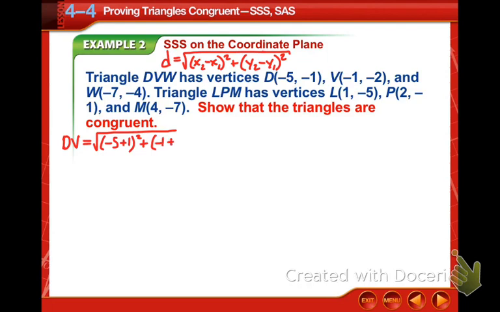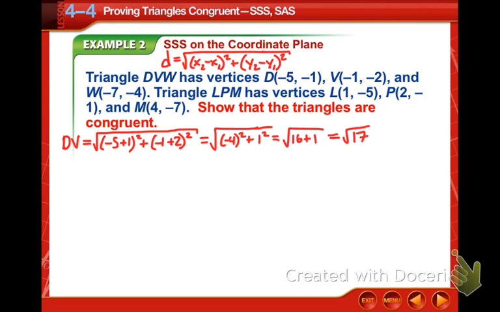So -1 minus a -2, so we're adding 2. -5 plus 1 is -4. And -1 plus 2 is 1. Negative 4 squared is 16, and 1 squared is just 1. So we end up with the square root of 17. Now, we could get the decimal, but we don't need it. As long as we end up with square root of 17 for one of the three sides of triangle LPM, then the two triangles are congruent.